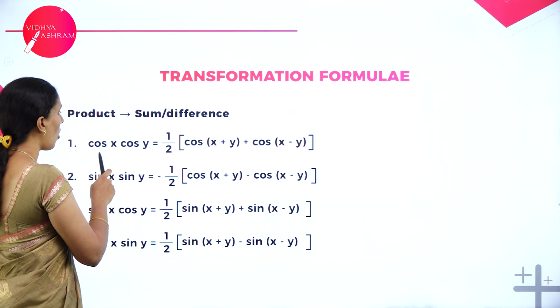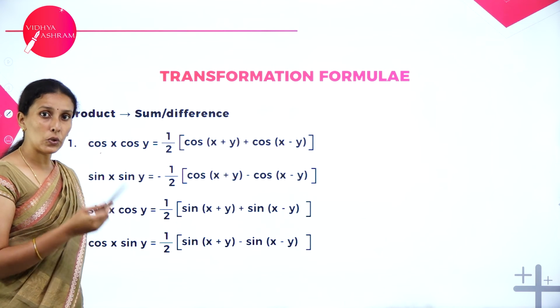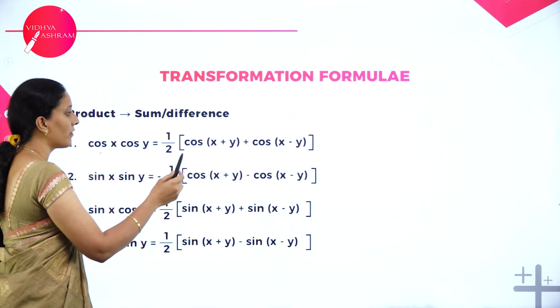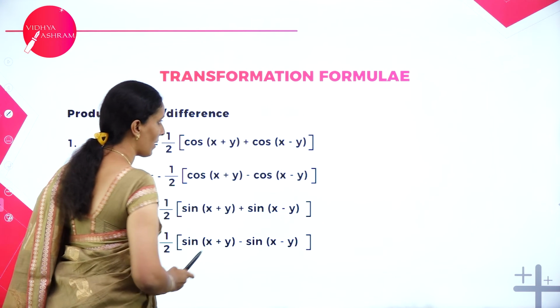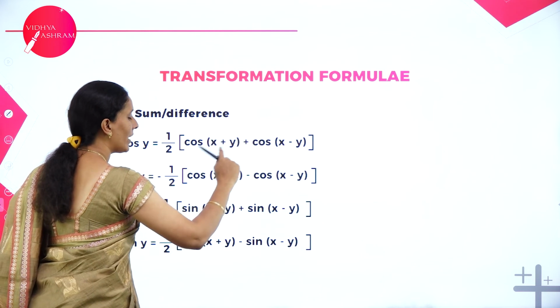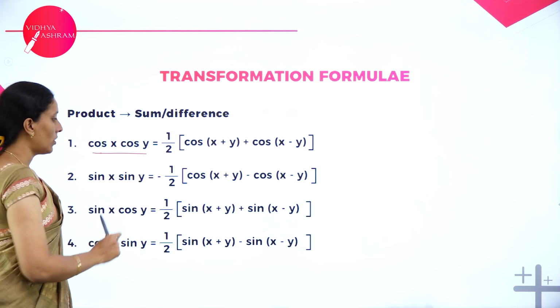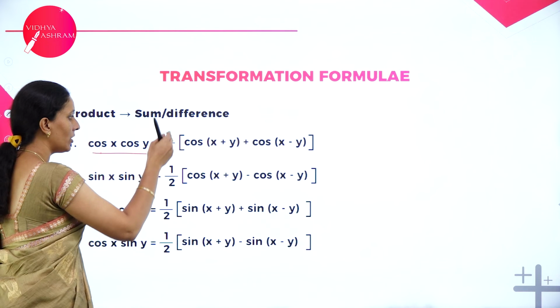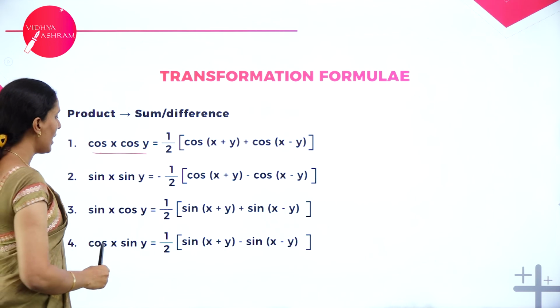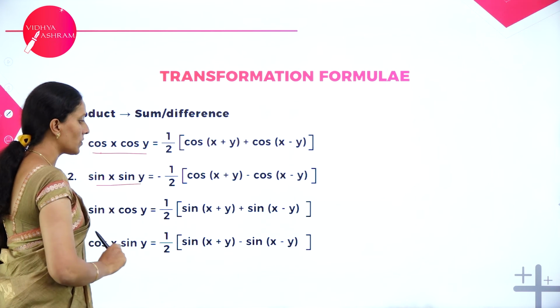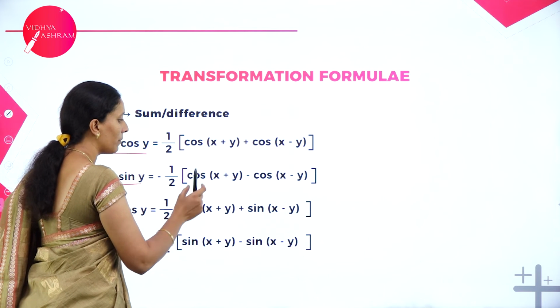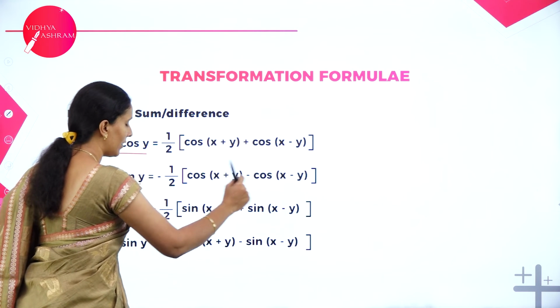Thus, we will get cos x into cos y as half of cos (x plus y) plus cos (x minus y). When you add these two identities, you will get this value along with 2. So therefore, if I need only this, then you need to multiply by 1 by 2. Again, here we have sin x into sin y, which is obtained by subtracting these two identities.